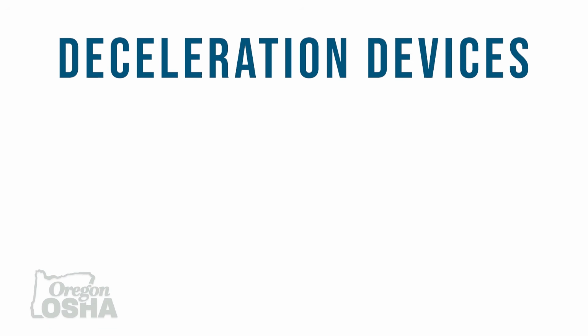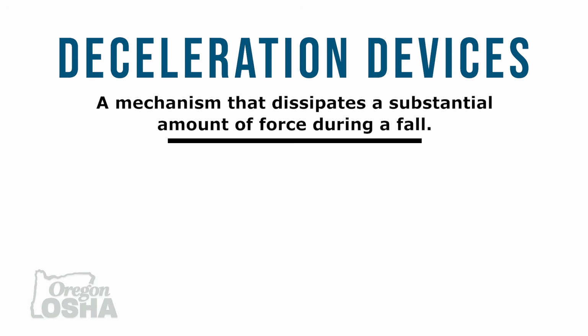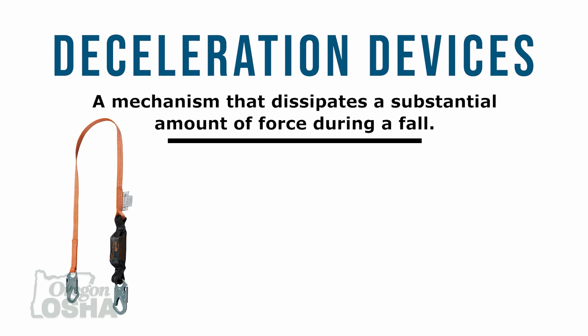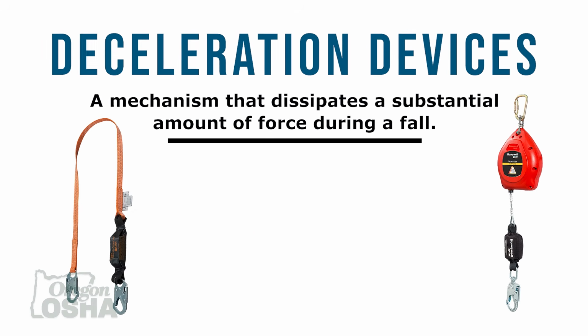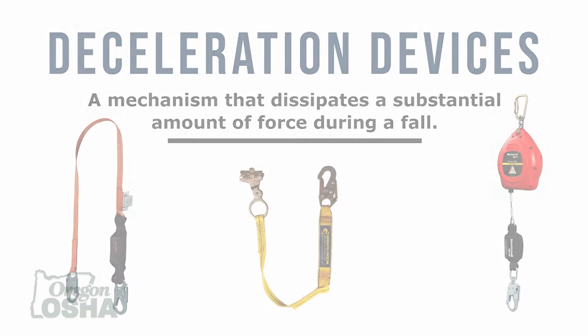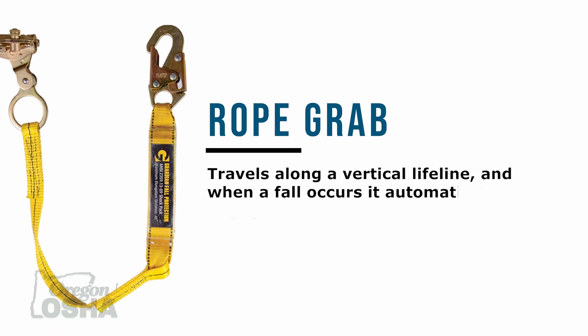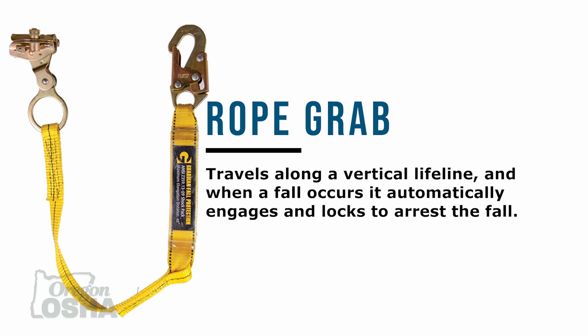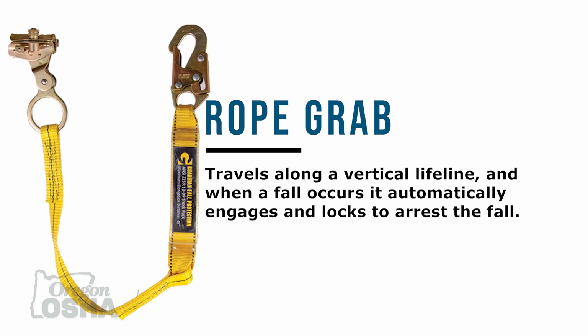The final component we will be defining in this video are deceleration devices. A deceleration device is a mechanism that dissipates a substantial amount of force during a fall. Common examples include ripstitch lanyards, also known as shock absorbers or shock packs, self-retracting lifelines, and rope grabs. Let's briefly cover what each of these mean. A rope grab travels along a vertical lifeline connected to anchors. When a fall occurs, the rope grab automatically engages and locks to arrest the fall.